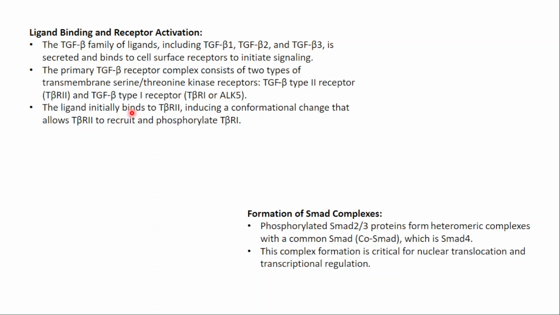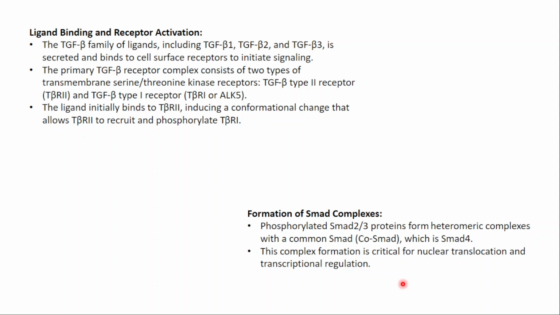TGF-beta type 2 receptors are the serine threonine kinase receptors, and TGF-beta type 1 receptors are the GS receptors. The ligand initially binds to TBR2, so the ligand will first recognize TBR2, inducing a conformational change that allows TBR2 to recruit and phosphorylate TBR1. So once the ligand is bound to TBR2, it will recruit TBR1 and phosphorylate the intracellular domains.